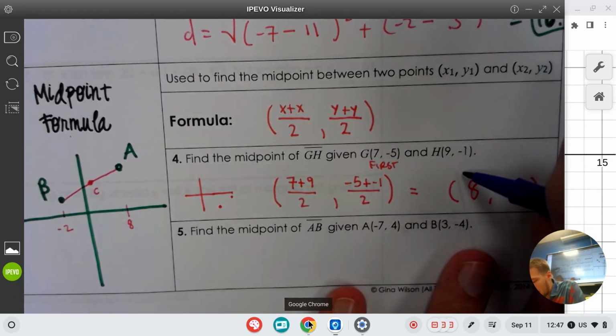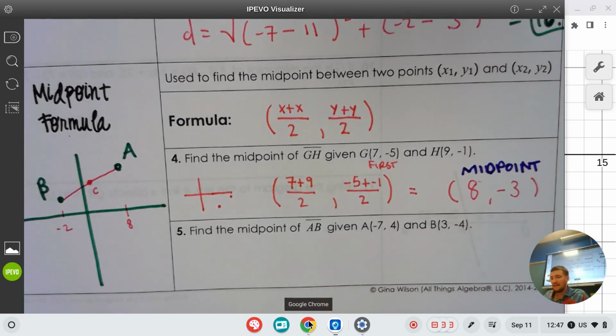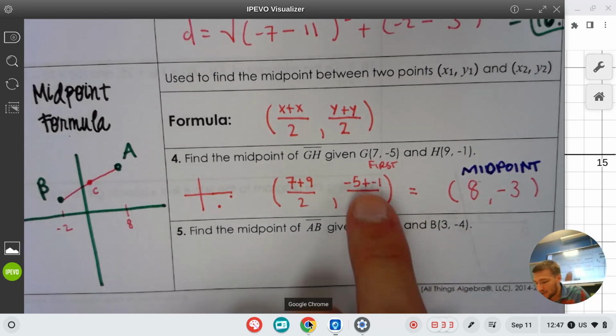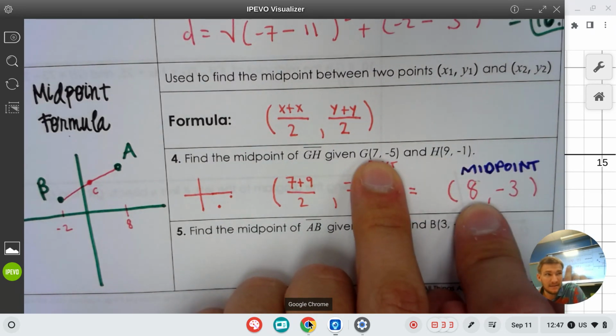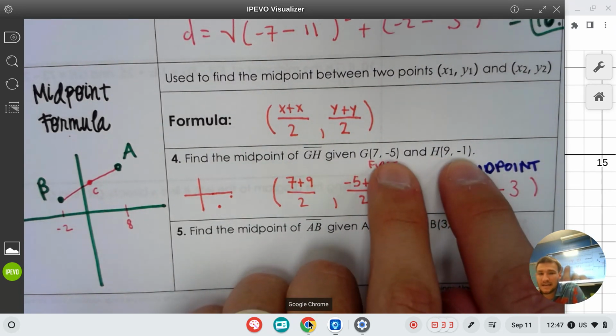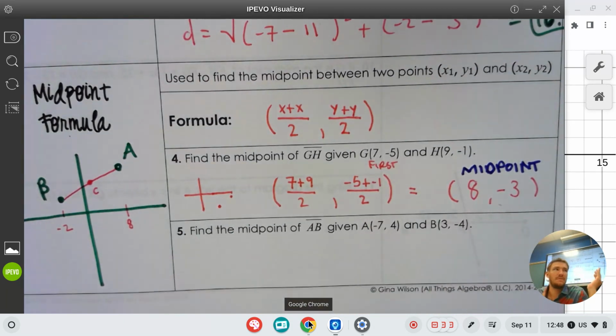Again, this is the midpoint between these other 2 points. And midpoints should make a lot of sense if you think about it. What's in between 7 and 9? 8. What's in between negative 5 and negative 1? Negative 3. It's just the middle. It's definitely not rocket science. Some of these questions you could probably even figure out straight up in your head.